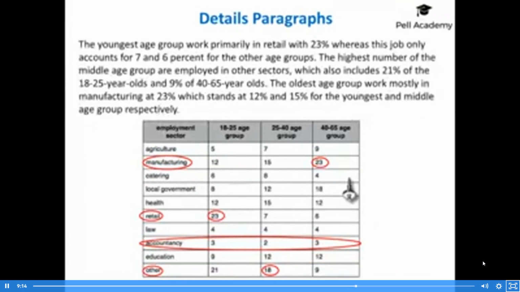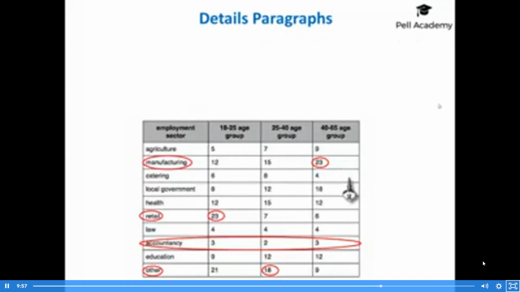So this is what I came up with for this paragraph. The youngest age group work primarily in retail with 23%, whereas this job only accounts for 7 and 6% for the other age groups. The highest number of the middle age group are employed in other sectors, which also includes 21% of the 18 to 25-year-olds and 9% of the 40 to 65-year-olds. The oldest age group work mostly in manufacturing at 23%, which stands at 12% and 15% for the youngest and middle age group respectively.